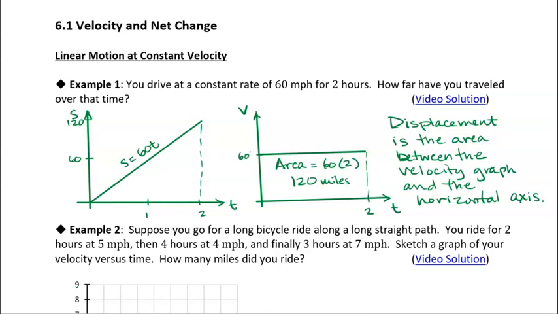So these first few examples are going to involve constant velocity. They're going to involve the idea that if we have a constant velocity over a period, we can just look at the area between the graph of the velocity and the horizontal axis to determine the distance that we covered over that time period.